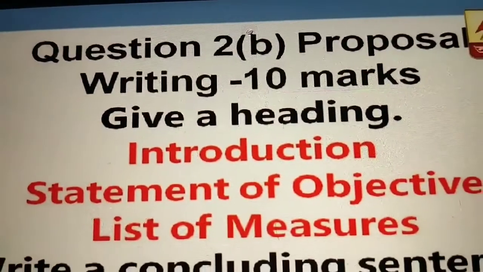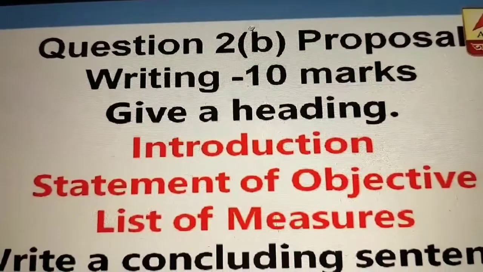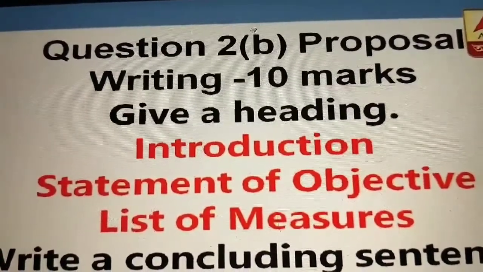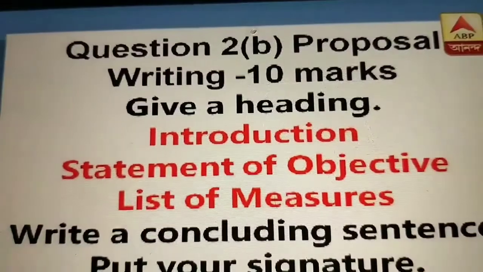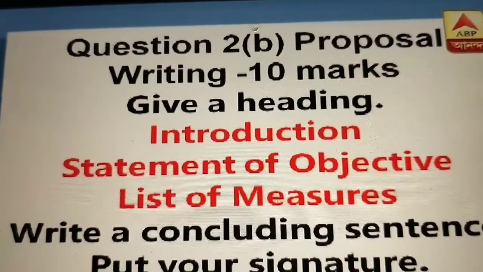Now what do you do with the proposal? If I can get back to the slide again, I'll tell you why I have written certain things in black and certain things in red. The slide please, for the proposal writing, question number 2B. You see, you give a heading. Now the things written in black are the things you have to include in the proposal. Without writing, give a heading. Don't write, give a heading. You just give a heading.